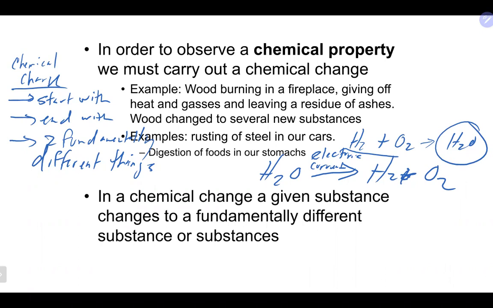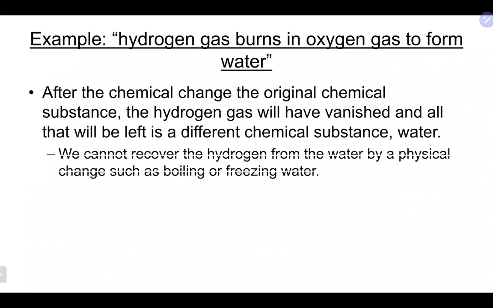So chemical change is a chemical reaction. Evidences of chemical reactions: when you look at them, you see bubbles maybe form. Maybe a solid forms. Maybe there's heat and stuff coming off. These are examples of things where you could recognize a chemical change happening. As I mentioned there, the hydrogen gas burning in oxygen gas to form water. Once you form that water, it's not going to go back to hydrogen gas and oxygen gas without another chemical change.